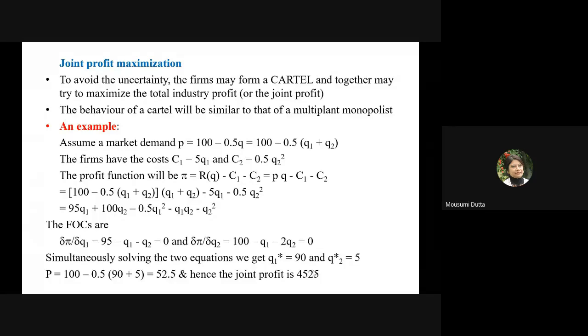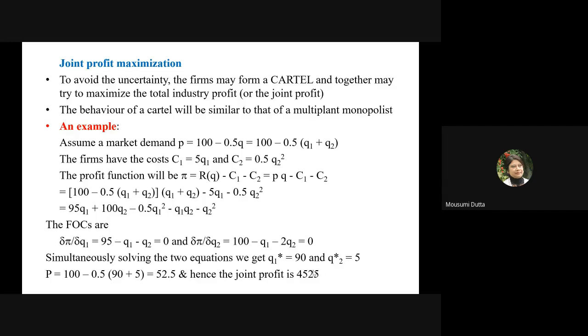And together they may try to maximize the total industry profit, or joint profit. The behavior of a cartel will be similar to that of a multi-plant monopolist. It is very, very similar, because I am producing the commodity, but regarding the marketing of the commodity, there is as if a single market. Jointly we are maximizing the profit, and then the profit will be shared among ourselves. So the behavior is like a multi-plant monopolist.